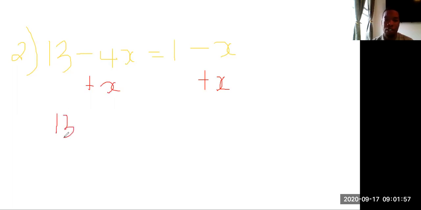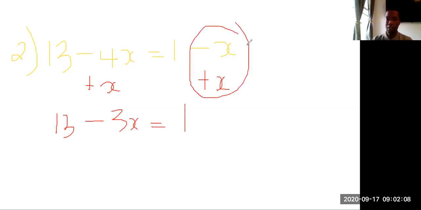So I'm left with 13 minus 4x plus x is minus 3x equal 1. This right here is 0. Remember, it always cancels out. Now I have to get 13 on the other side. I don't want it with the 3x. So since it's a positive 13, I have to do a minus 13 right here. Whatever I do on one side, I got to do it to the next side. So when I simplify, I get minus 3x is equal to minus 12.